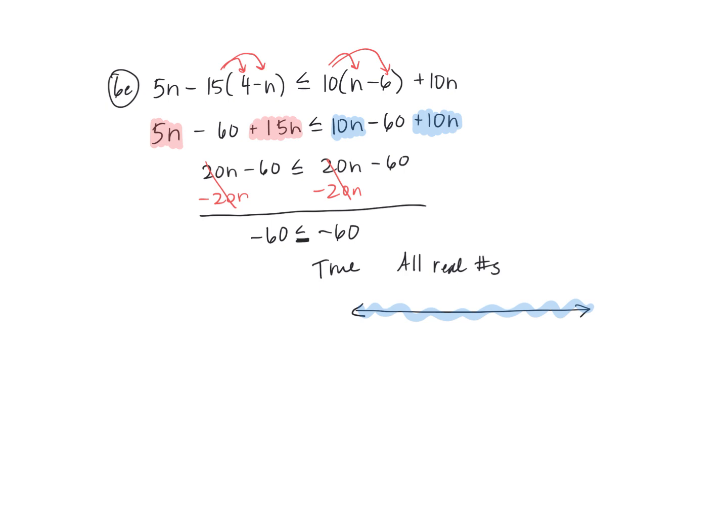And if you wanted to write interval notation, it's everything. So to the left, it goes forever. To the right, it goes forever. So negative infinity to infinity, both with parentheses, would be the answer to 6E.